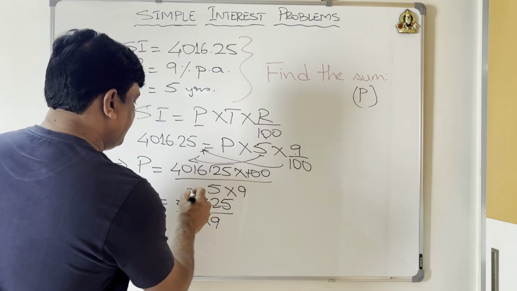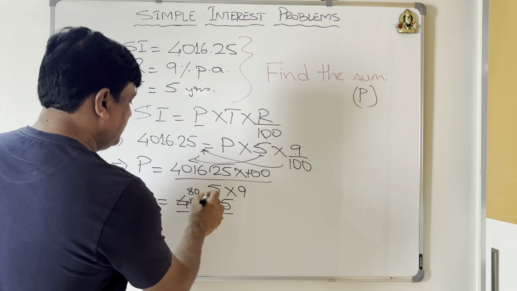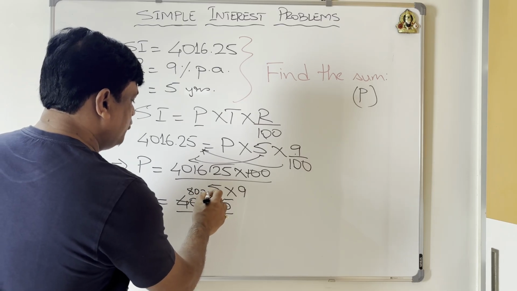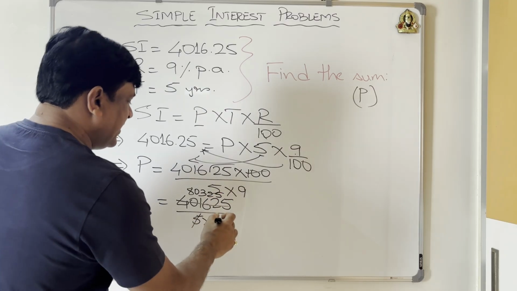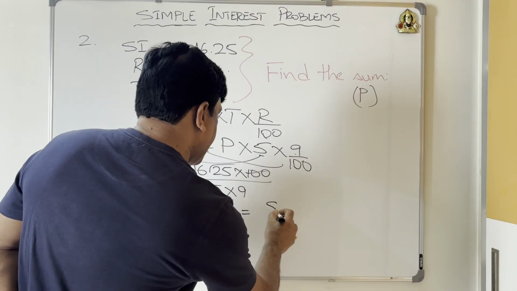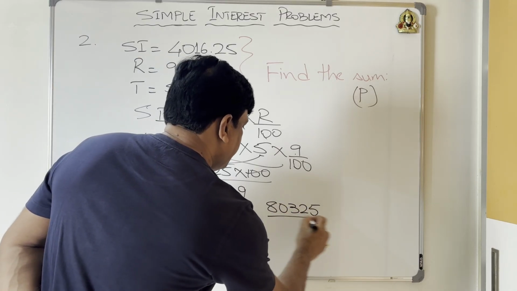So I'm going to do 5 8s are 40 and then 5 0s. I'll put a 0, then 5 3s are 15. Then I'll carry 1, 5 2s are 10 and 1 is 11... 5 5s are 25. So what am I getting over here? I get this one, 80325 divided by 9.